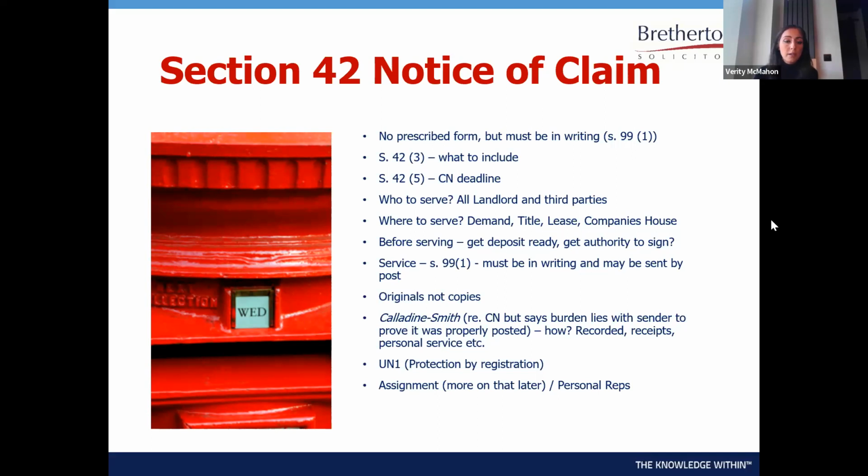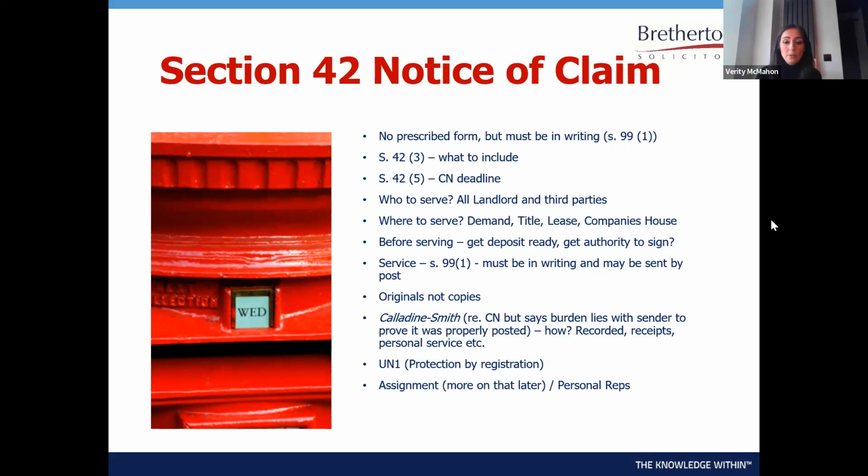Before serving the notice, it's important to get a deposit ready from your client. So the landlord is entitled, once the notice is served, to a 10% deposit of the premium that you have offered. You have to pay this within 14 days. So it's always wise to get that on account before the notice goes. And also, if you are signing the notice on behalf of your clients, on behalf of the leaseholders, make sure you get written authority to sign this. Freeholders' solicitors will often ask for proof that you have authority to sign. And obviously, if you don't, it can be deemed invalid.